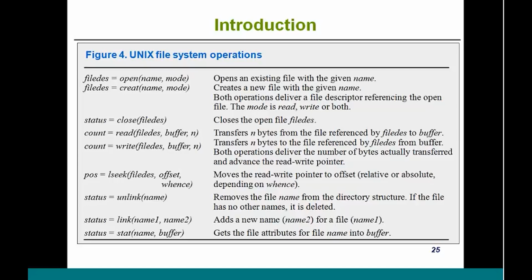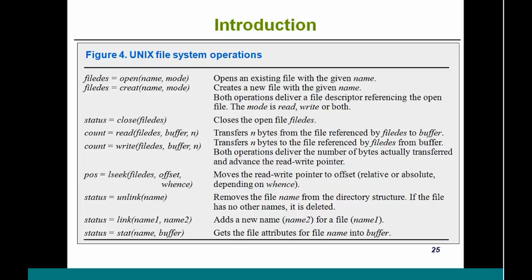And then the other command is the lseek command: lseek filedes, offset, whence. Essentially it moves the read-write pointer to that offset relative to an absolute position, and that is given by this whence variable. And then the other one is unlink name. This removes the file name from the directory structure. If the file has no other names, then the file is deleted.